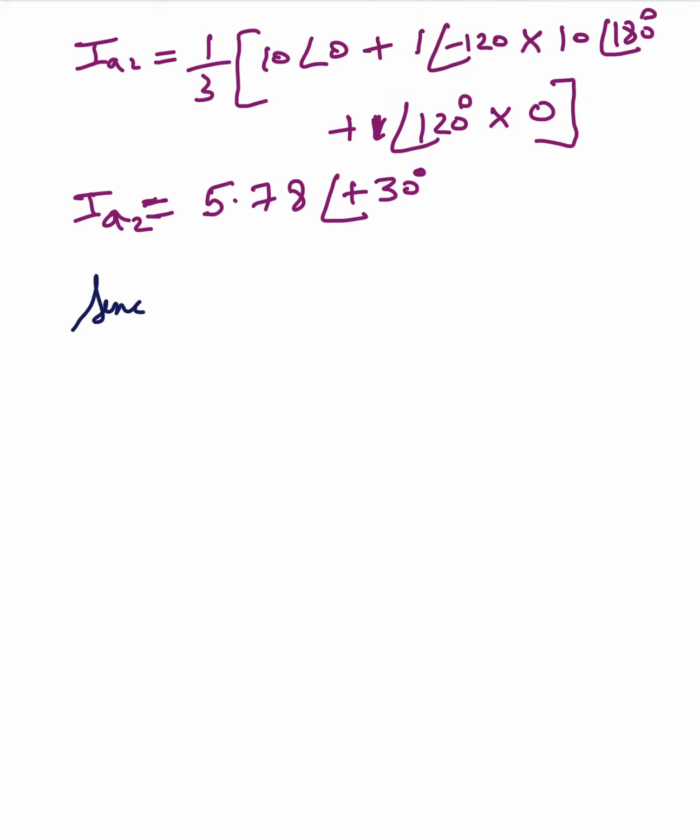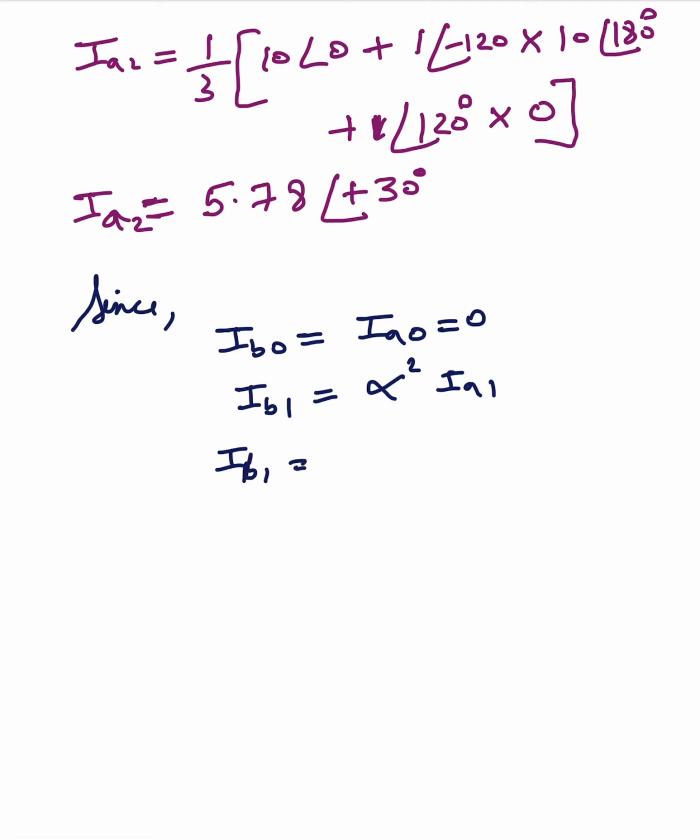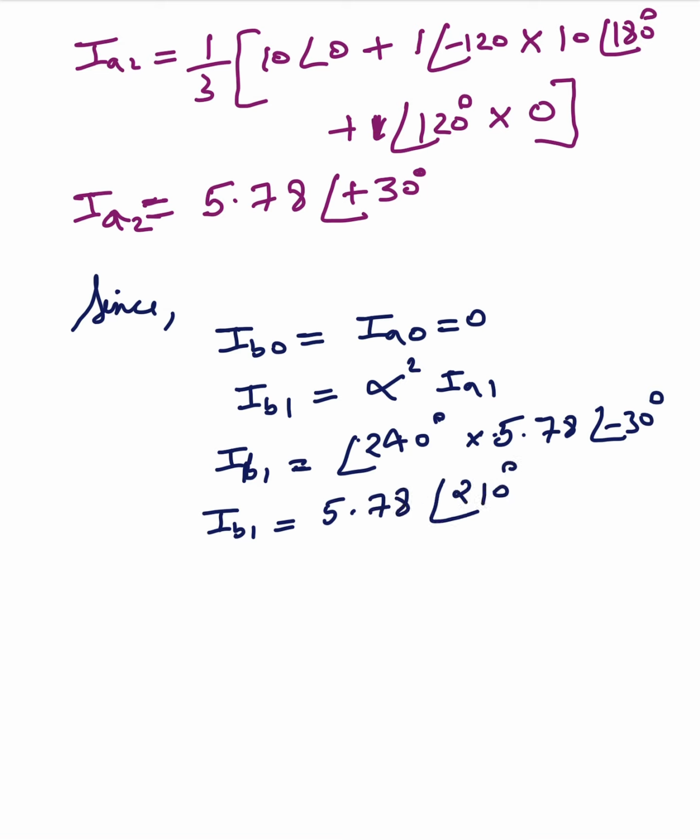Since there is no zero sequence, IA0 and IB0 are equal to 0. Now IB1 is equal to alpha square IA1. The angle of alpha square is 240 degree, and I have already calculated IA1 as 5.78 angle minus 30 degree. So IB1 is 5.78 angle 210, that is 240 minus 30 degree.